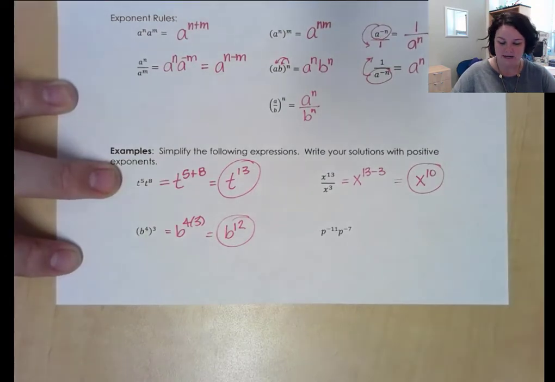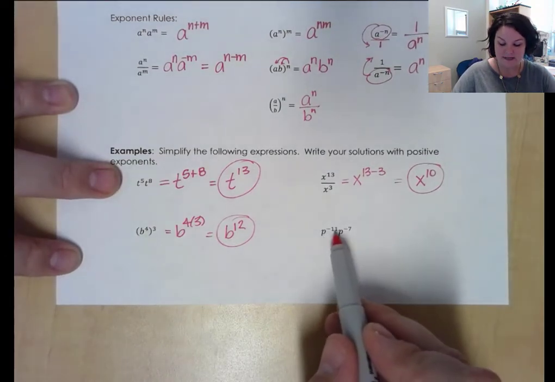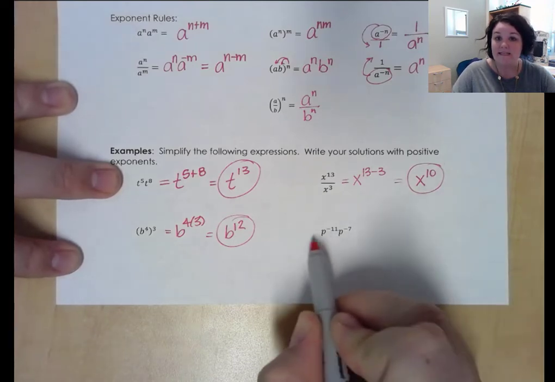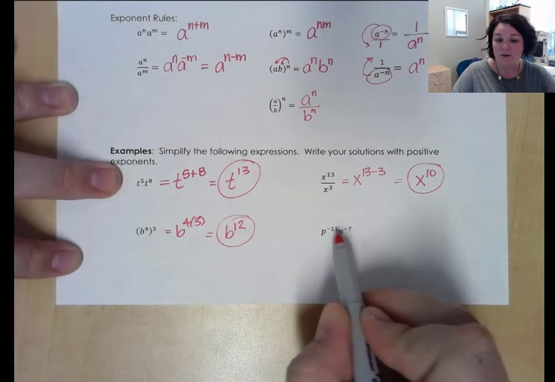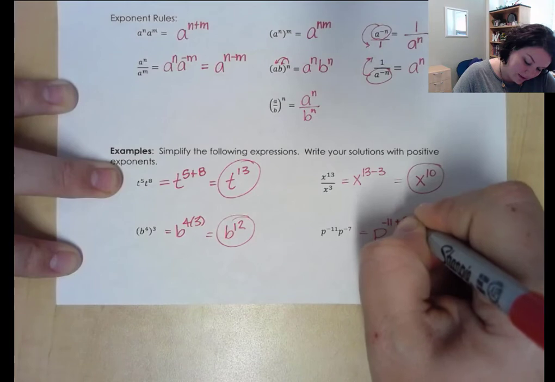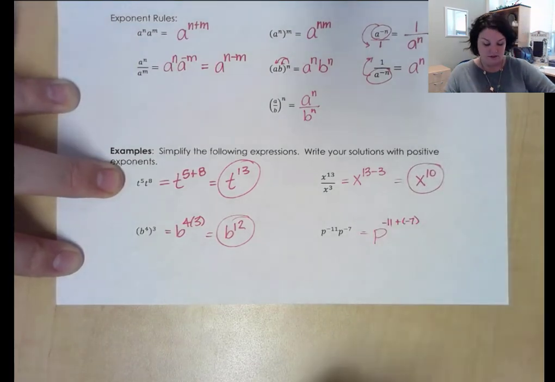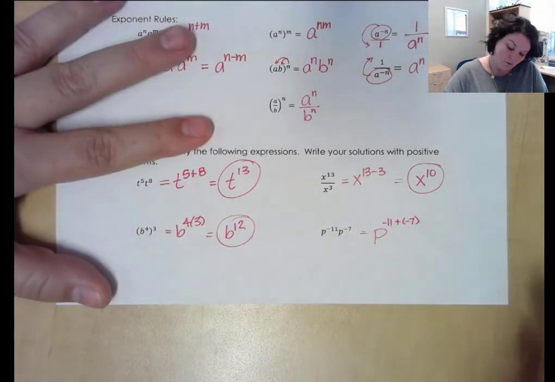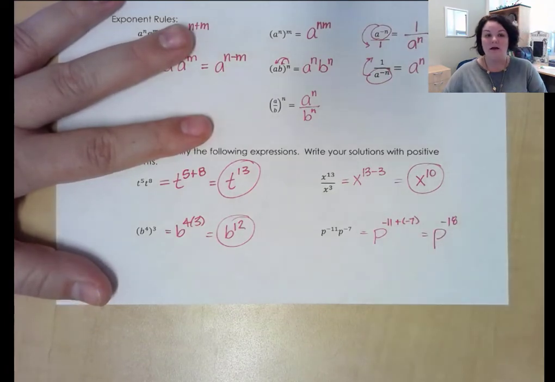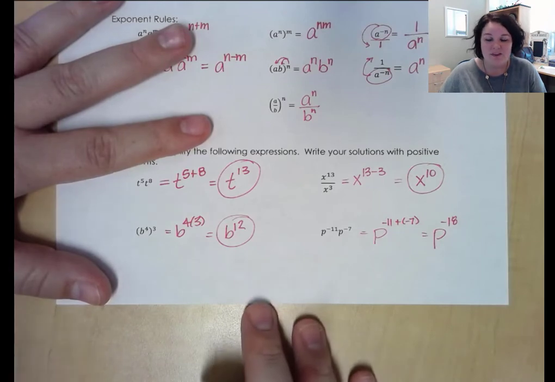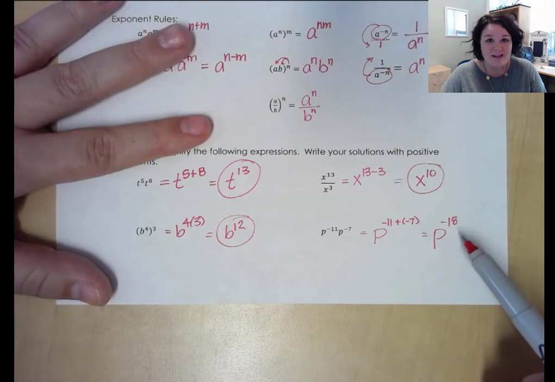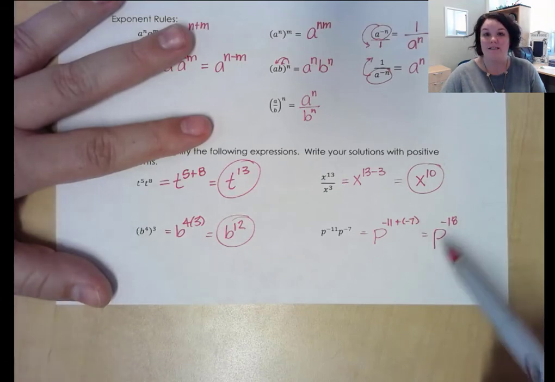Good. All right, next one we have p to the negative 11 times p to the negative 7. Because we have p times p and those are the same bases, we can just add their exponents. So this gives me p to the negative 11 plus negative 7, right? So when we add those exponents, what we end up with is p to the negative 18. Right? But we never want to leave our answers with unsimplified exponents. So here, because we have a negative exponent and we know how to get rid of negatives, we want to go ahead and simplify that.